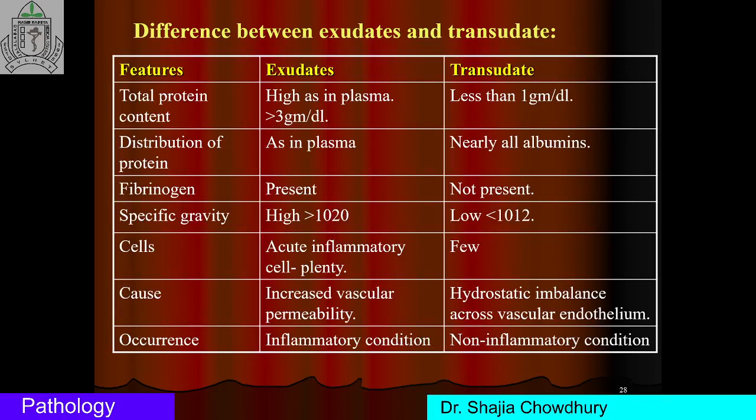The cause of exudate is increased vascular permeability or vascular leakage, and the cause of transudate is hydrostatic imbalance. It is increased hydrostatic pressure and decreased colloid osmotic pressure across the vascular endothelium. Exudate is always in an inflammatory condition and transudate is a non-inflammatory condition. More important examples are congestive cardiac failure, cirrhosis of the liver and constrictive pericarditis. These are the common causes of transudate, and exudate is always an inflammatory condition.